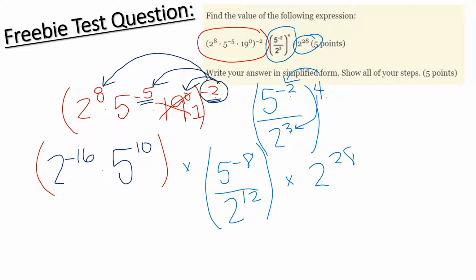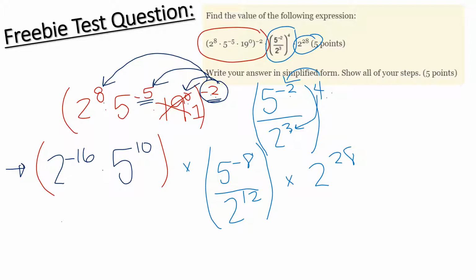So that's what we have so far. We have 2 to the negative 16 times 5 to the 10th times 5 to the negative 8th, all over 2 to the 12th times 2 to the 28th. Pretty lengthy still. It's a tough question. So let me write this out so it looks pretty. So we're actually multiplying all of this together, and it looks kind of chaotic right now. So I'm going to write it out.